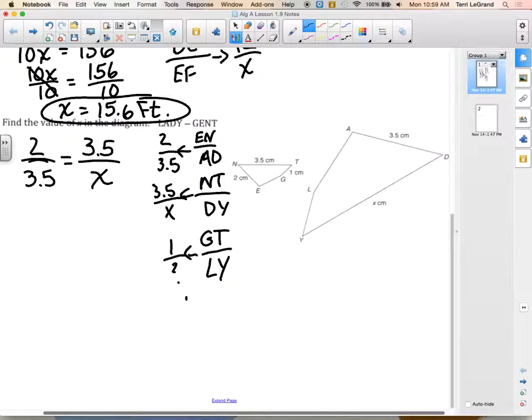Show your cross products, show your dividing step, and what is x equal to. What's 3.5 times 3.5? 12.25. And then we'll divide by 2.